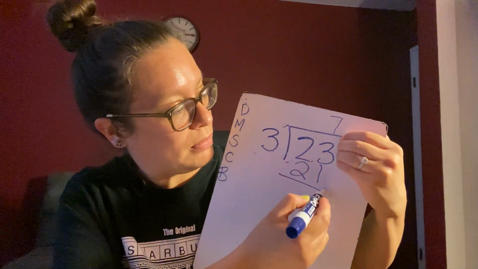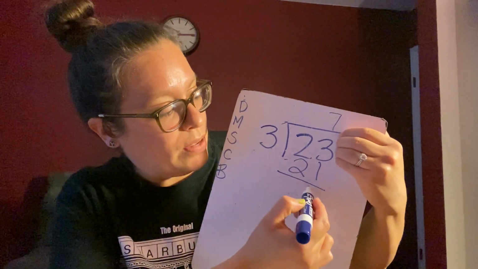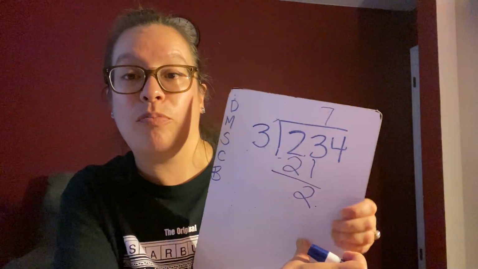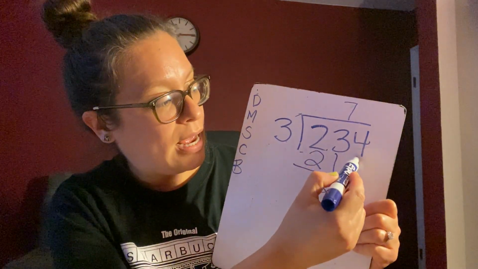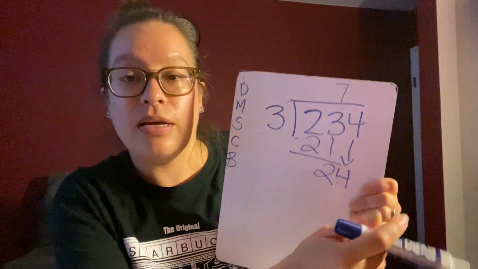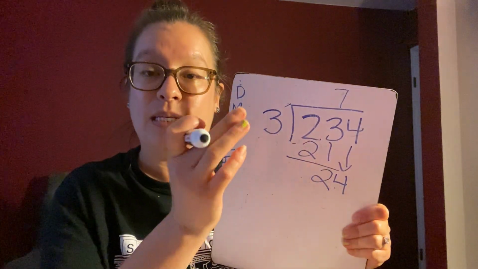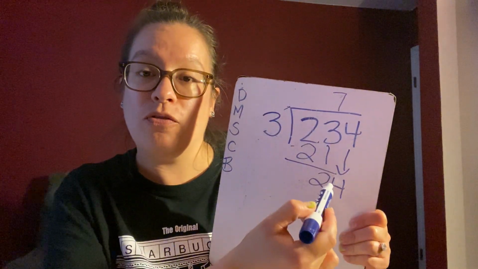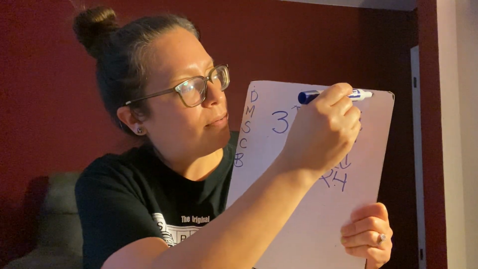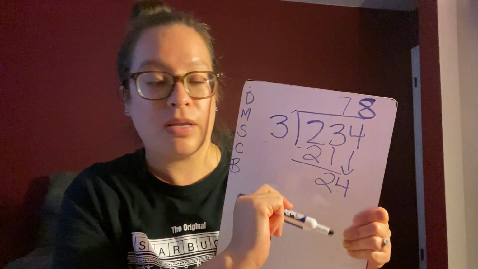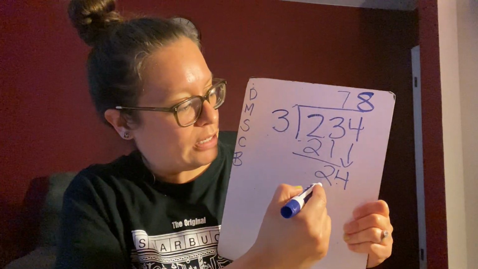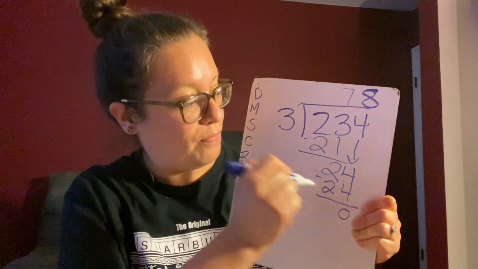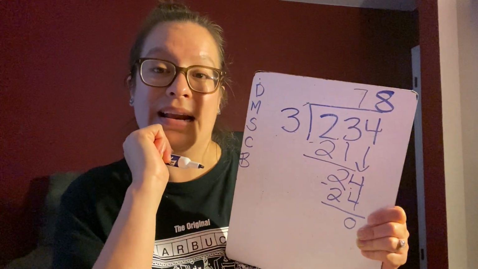Subtract. 3 minus 1 is 2. 2 minus 2 is 0. Check my work. Can I bring anything down? Yes, I can bring my 4. So now I start over again. This problem is now saying 24 divided by 3. 3 can go into 24 how many times? Correct, 8. Put my 8 there. Multiply. 3 times 8 is 24. Subtract. 0. Okay. All right.